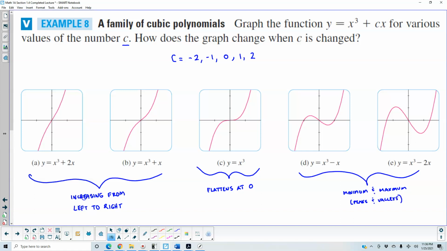and valleys. So again, when you're looking at a graph, and especially as we proceed more in this class, you're going to want to be able to describe what's happening when you change the dynamics of each particular function. In this case, when we changed according to the constant here, you can see what happens in each particular scenario.